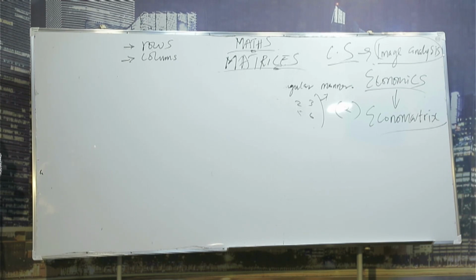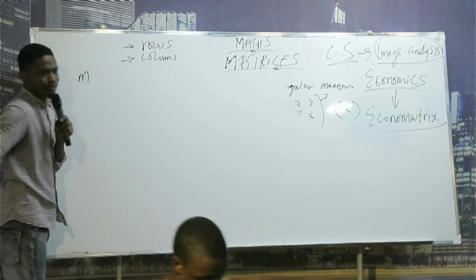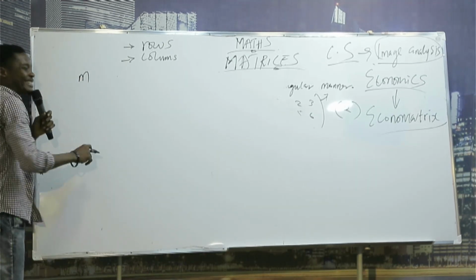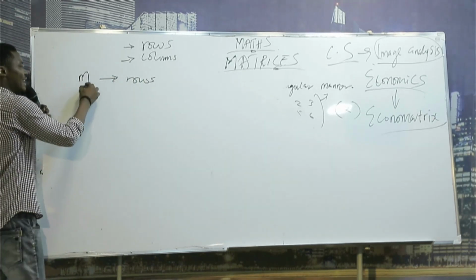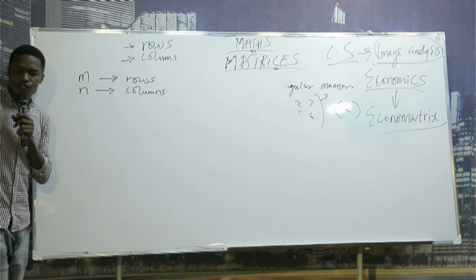Good. Now, if M is the number of rows and N is the number of columns, then the order of a matrix can be written as M times N, like this on the board.